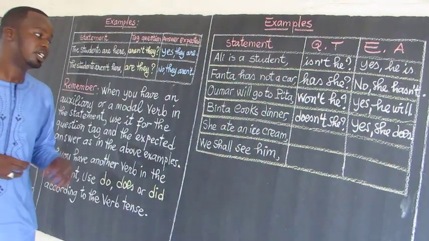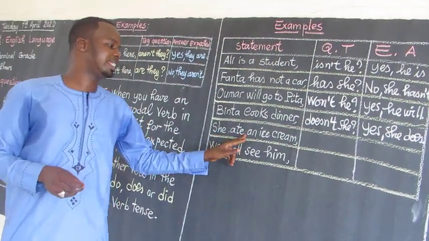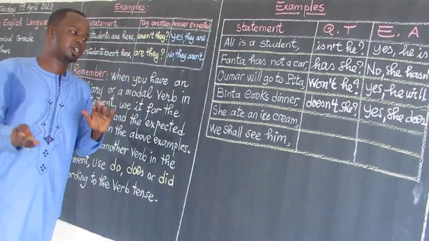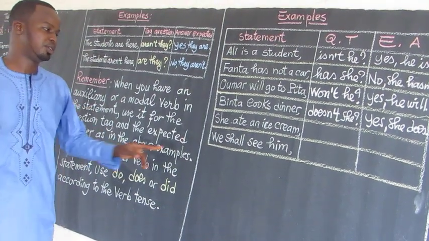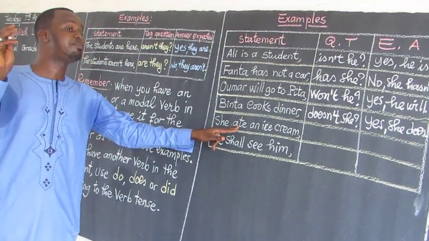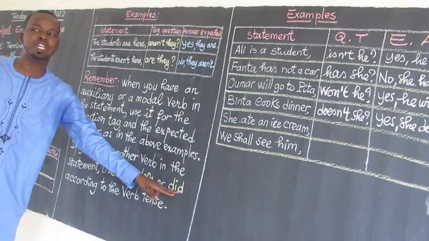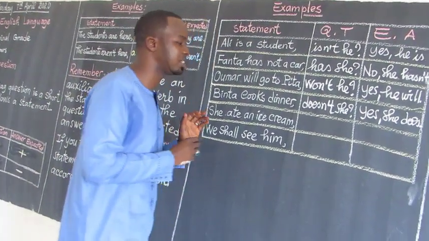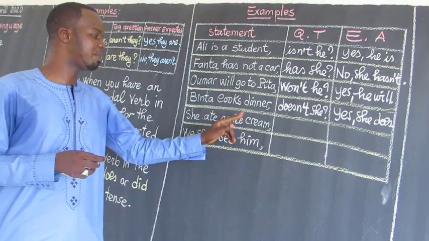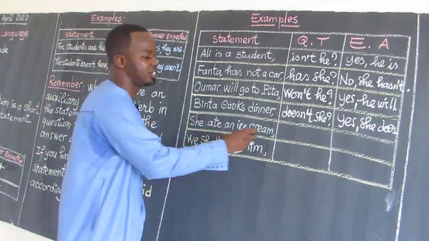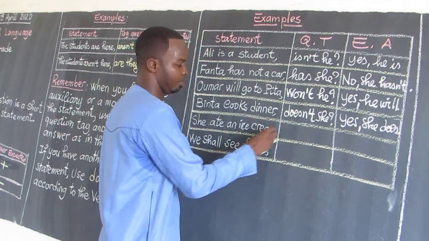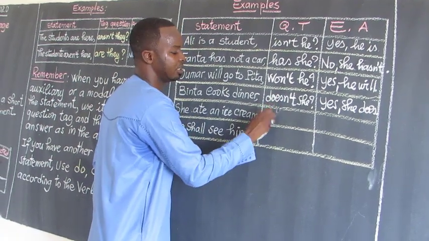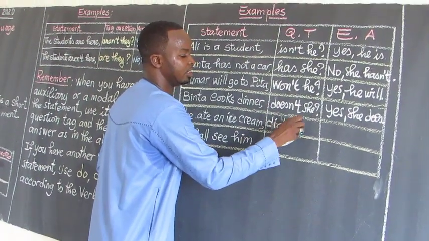The next one, she ate an ice cream. Past. So we have to use do in the past. We have to use the auxiliary verb do in the past to ask the question. So the statement is positive. The question has to be negative. We have to say, didn't she? Didn't she?